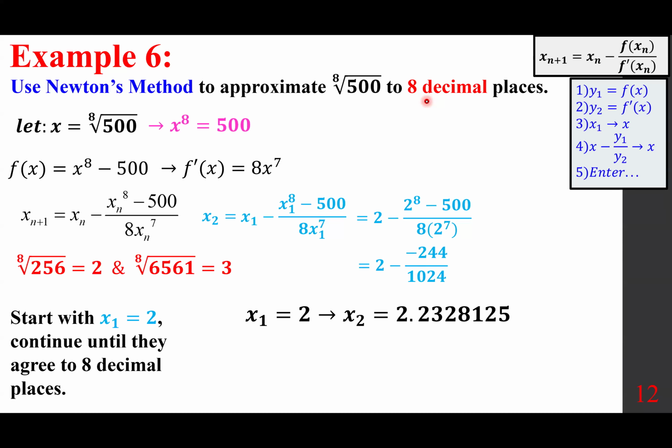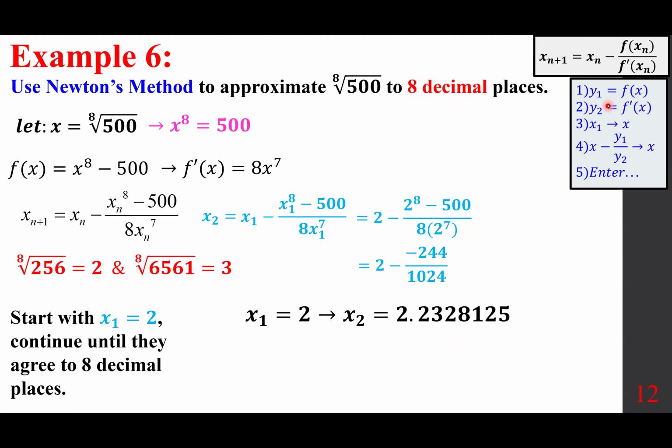So how do we do that? We are going to repeat until 8 decimals are identical. And I hope you see that. If I want to calculate x sub 3, it's very tedious. That's why we go with the programming.